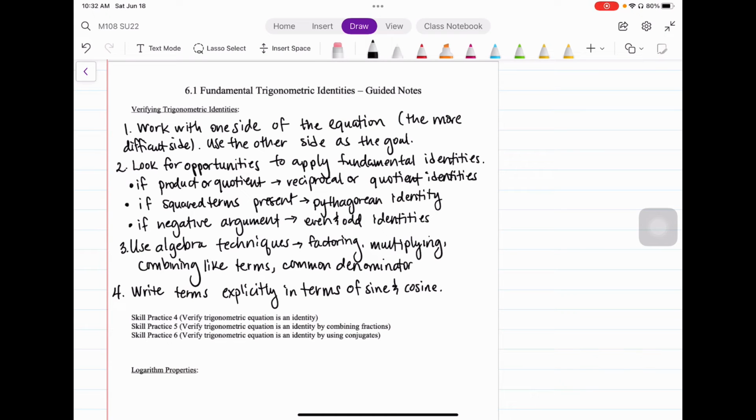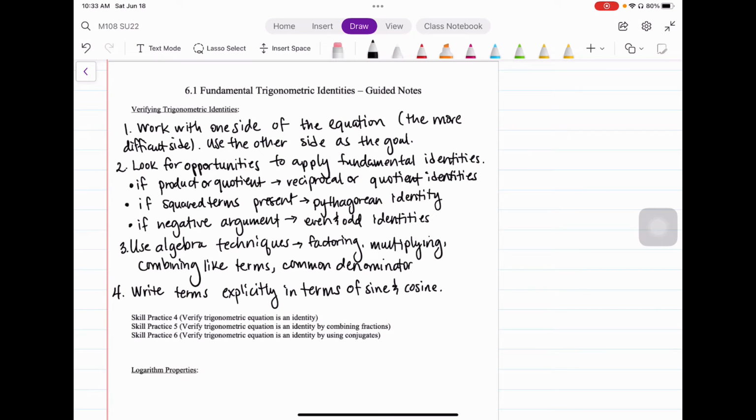Okay, so to recap, you want to work with one side of the equation, typically the more difficult side, using the other side as your goal where you want to go. Then you want to look for opportunities to apply the fundamental identities. If you have a product or a quotient, you want to use the reciprocal or quotient identities. If you have squared terms, you want to use a Pythagorean identity. And if you have negative arguments, then you want to think about using even and odd identities.